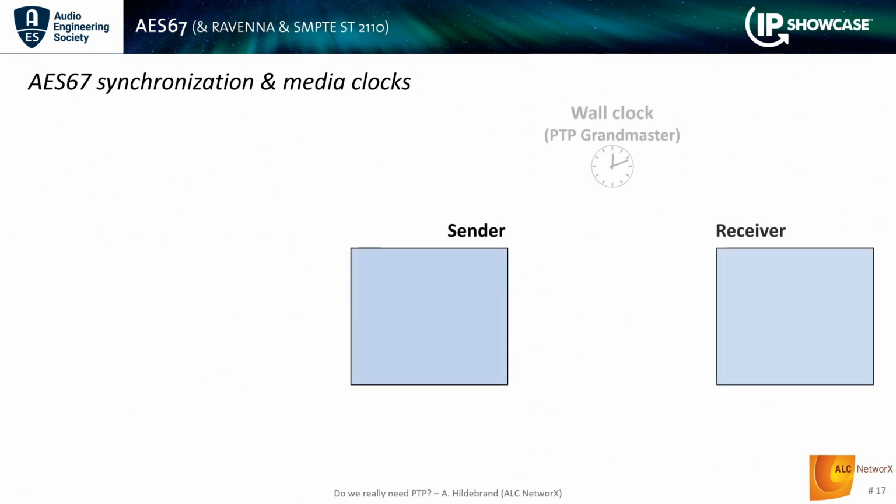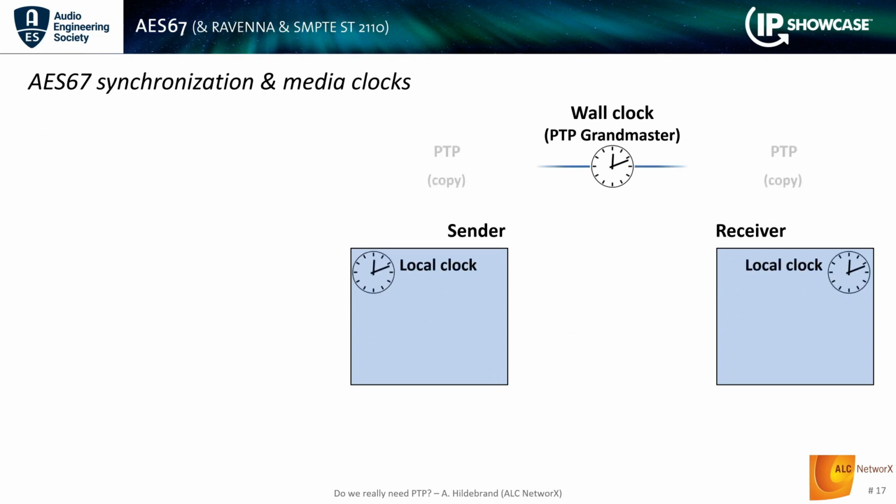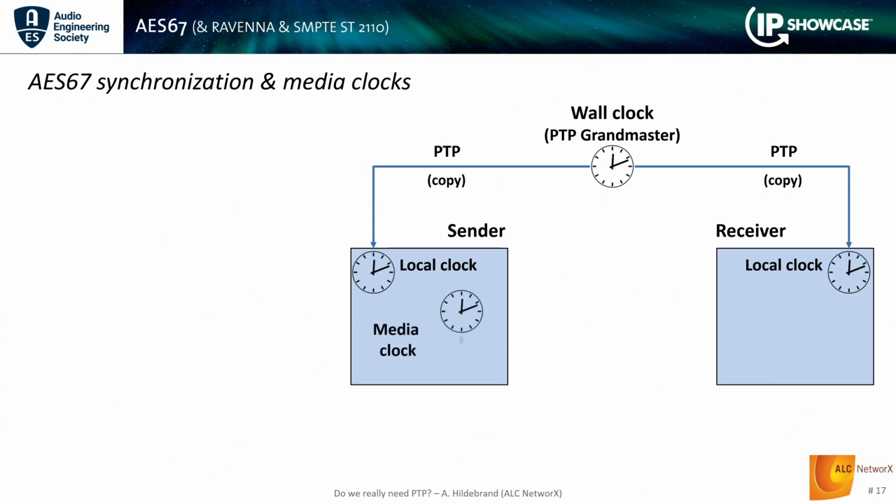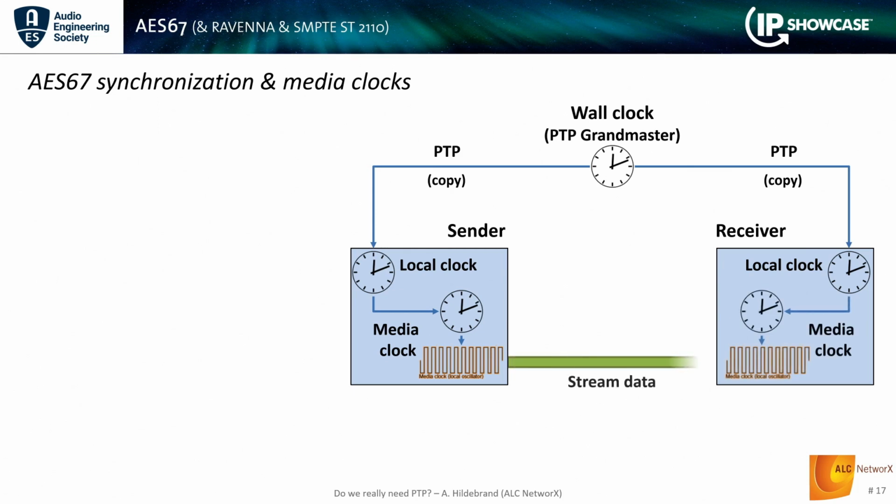Here's the diagram with the sender and receiver again. There's the wall clock, the sender and receiver. Both devices have their local clocks. PTP is used to discipline these local clocks, so they basically reflect the instance of the wall clock. I generate media clocks from those local clocks, right? And of course, sender and receiver are doing that. All devices are doing that. And then I use that media clock to sample media data, the audio data, the video data, whatever, and transport it with an RTP stream.